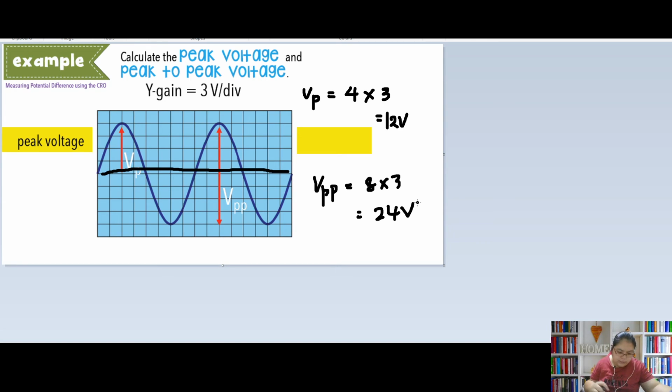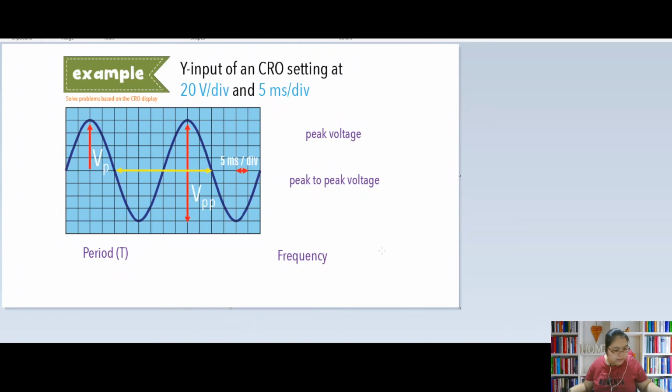Okay, just a simple question only. That is how to read the CRO. Then we continue with the next question. Let's see this question. This one is also a sinusoid.